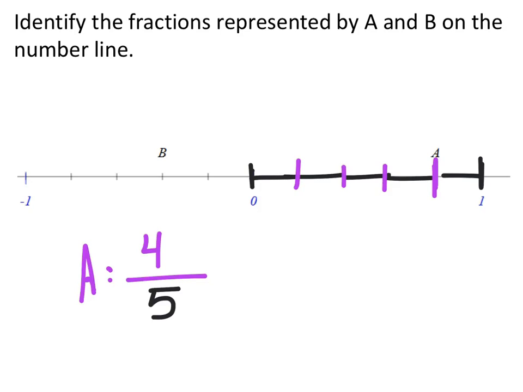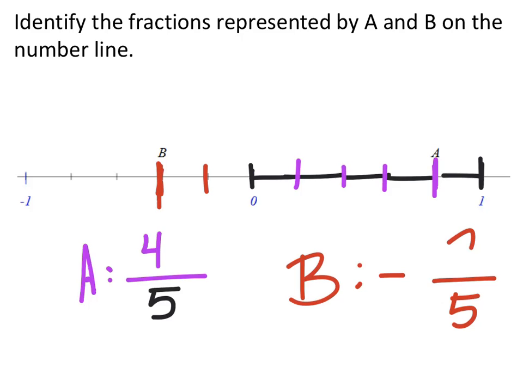And that was positive because it's to the right of 0. B, on the other hand, is to the left of 0, so whatever it is, I know it's negative. And again, we should be showing this as a fraction. So it's negative, and these are also split up into 5 equal pieces, so I know I'm dealing with fifths. For B, I just need to know how many there are. That's 1, 2 right there. So that would be considered negative 2 fifths.